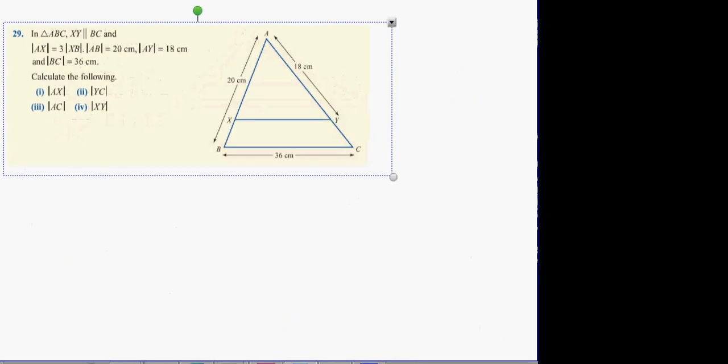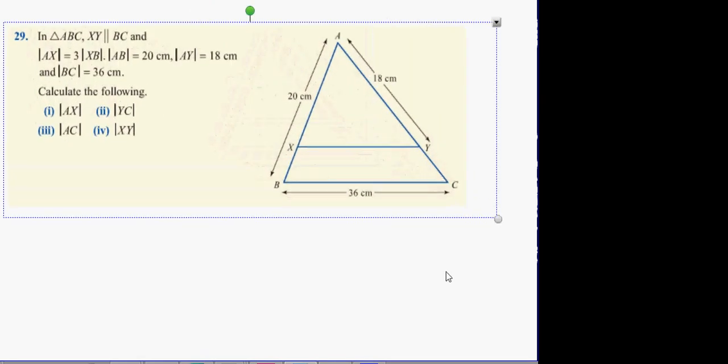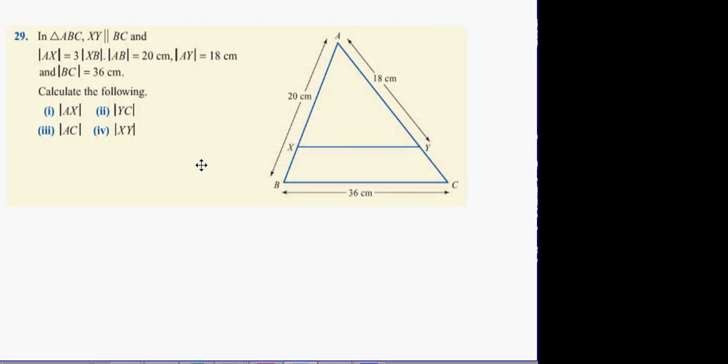Now, number 29 is a similar story, but there is one catch. We're going to do exactly what we did last time. See the way AX is 3 times bigger than XB? If I draw out two lengths, this one here is 1 and this one here is 3. What's the total length? 4. One of them is 3/4 of the line, while the other one is 1/4.